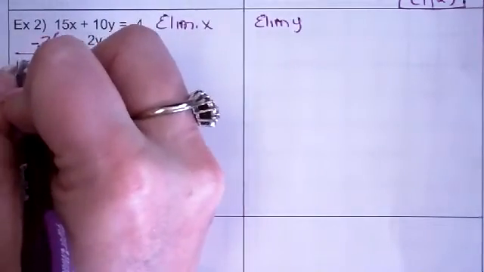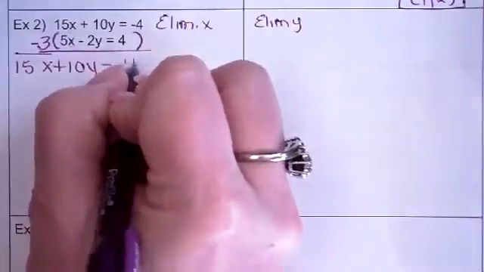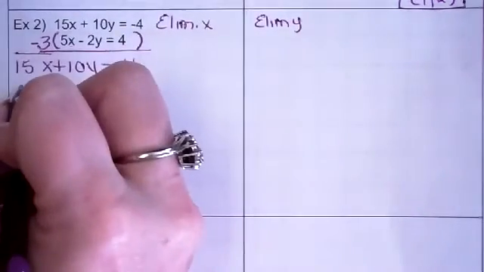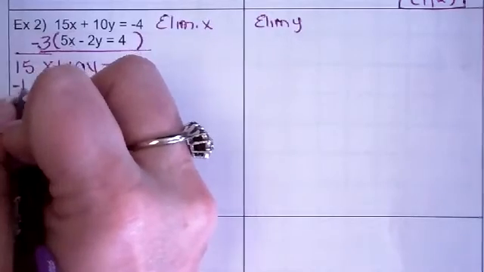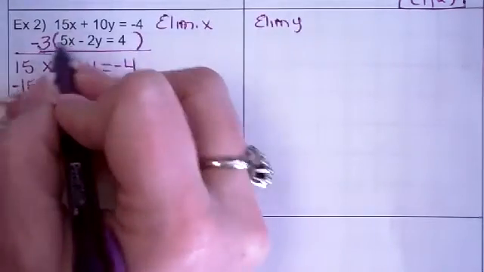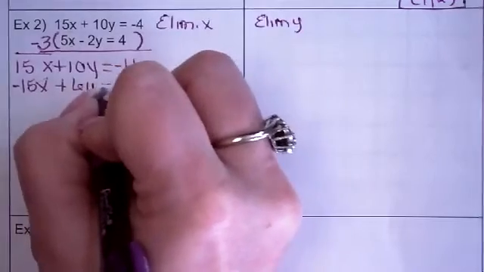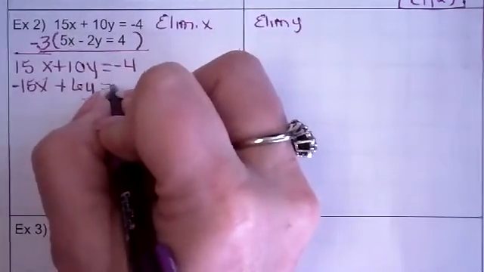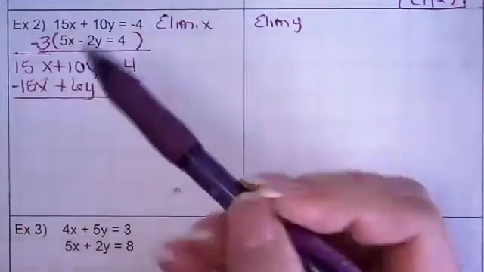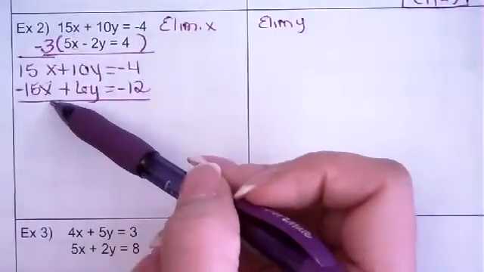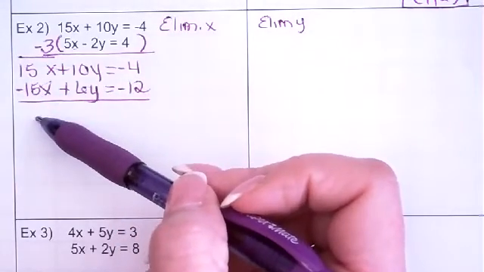Okay, so let's show this work right here. I'm going to have 15x plus 10y equal to negative 4. Multiply that second equation, everything, by negative 3. So that's negative 15x. Now negative 3 times negative 2, that's positive 6y. Negative 3 times that 4 is going to give me negative 12. Now that my x's coefficients are opposites, I can combine and eliminate. 15x minus 15x is 0.